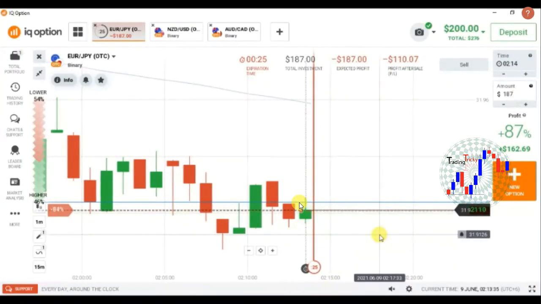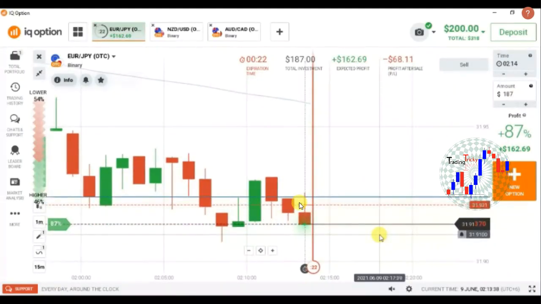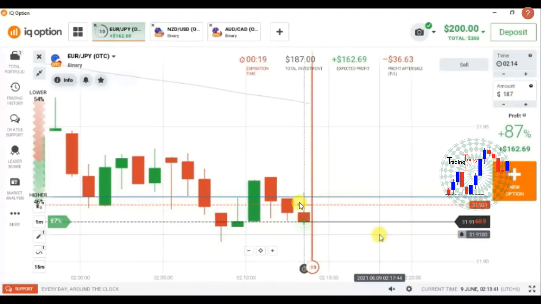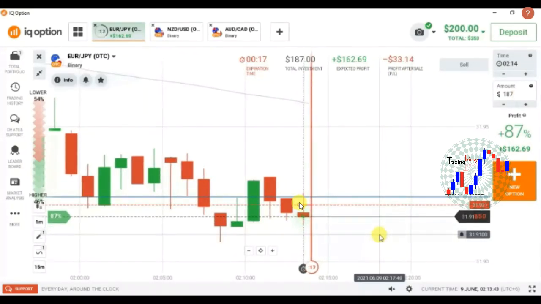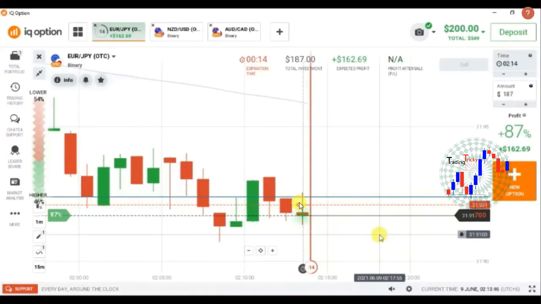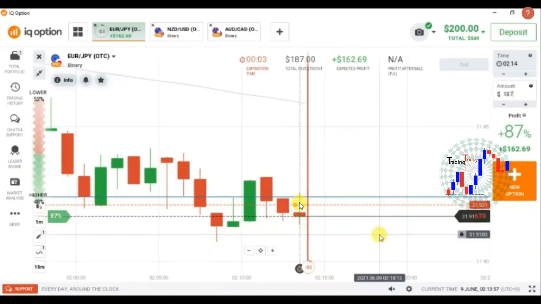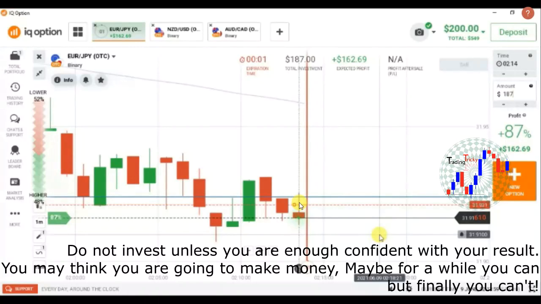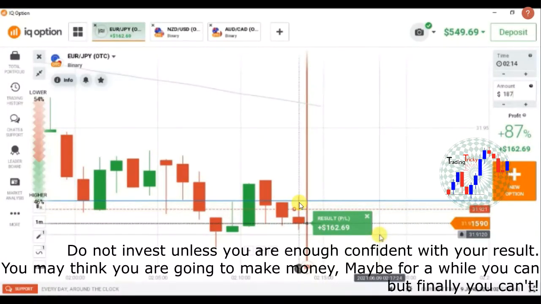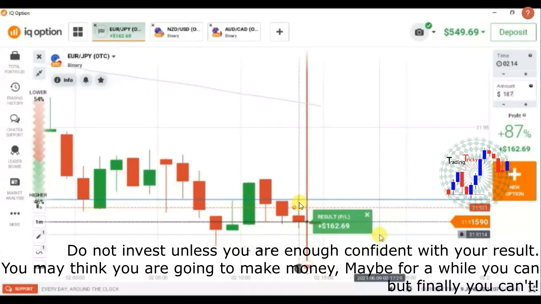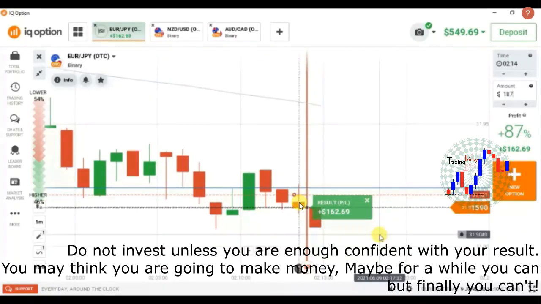So let's see, we have to wait for 20 seconds more. Okay, as you can see, sellers already entered, so no need to worry about it. Still we have almost 15 seconds. Okay, the candle is going to close in 3 seconds. Okay, as you can see, it's a winning trade and a very simple analysis. We have followed the trend, we have watched the level, and we have placed that trade.